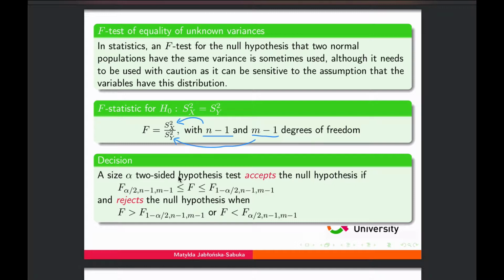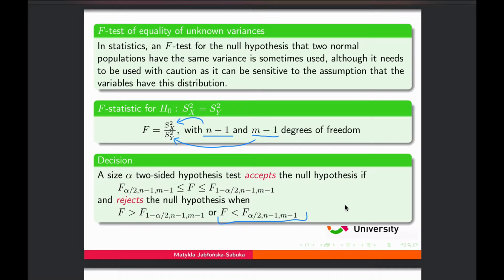And now the decision on the null hypothesis is done as follows. If our test statistic fits between the left-hand side and right-hand side critical values, then we fail to reject the null hypothesis, or in other words, we accept it. Otherwise, if our F statistic is smaller than the left-hand side critical value or bigger than the right-hand side critical value, then we reject the null.